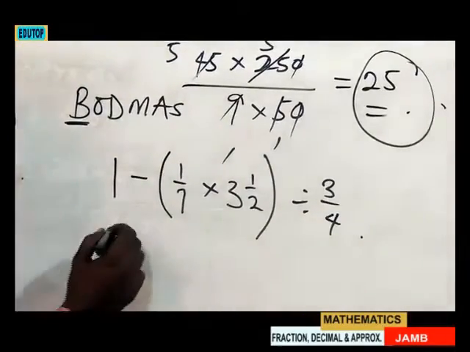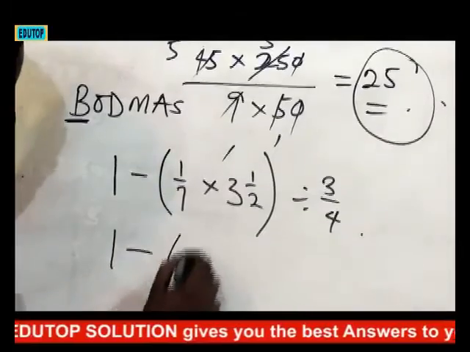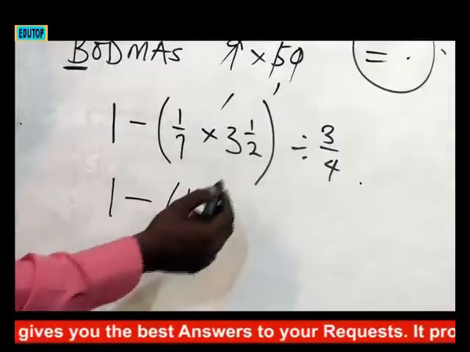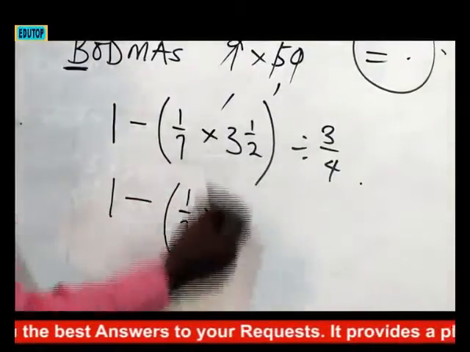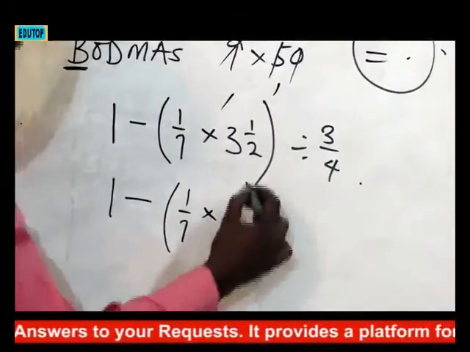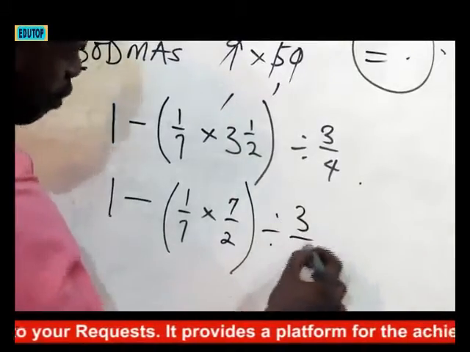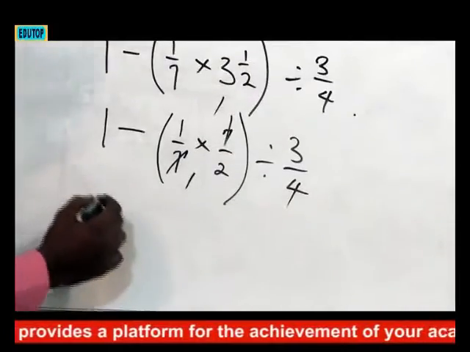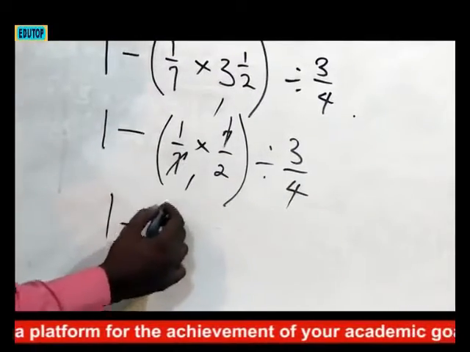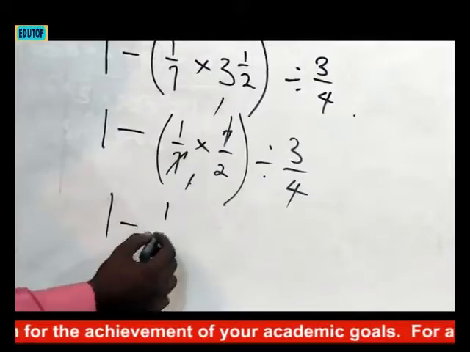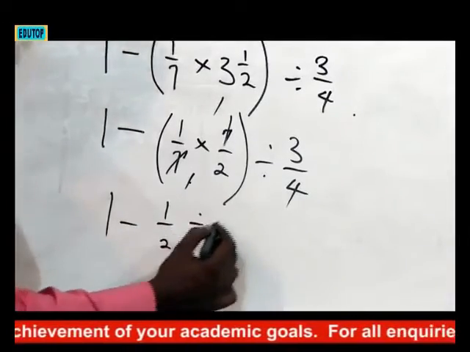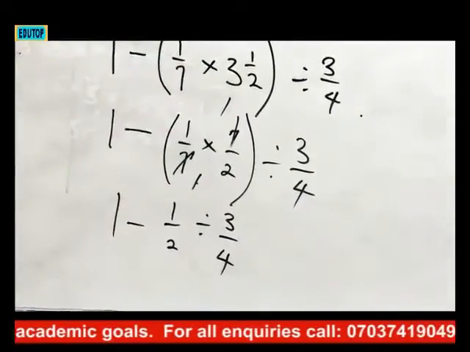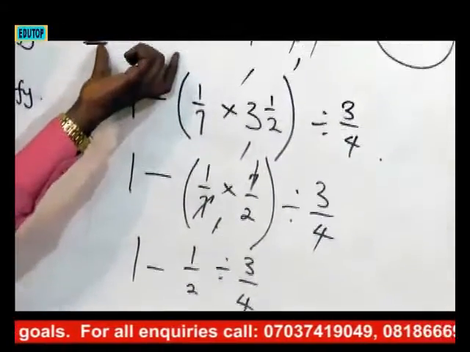By so doing, you have 1 minus 1 over 7. Let's convert this one to an improper fraction because it's in mixed fraction now. 2 times 3, 6. 6 plus 1, 7. 7 over 2 divided by 3 over 4. 7 here 1, 7 here 1. So I have 1 minus 1 times 1, 1. 1 times 2, 2 divided by 3 over 4. We cannot attempt this question directly without making this our guide.